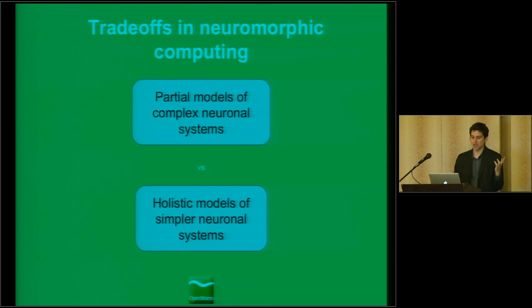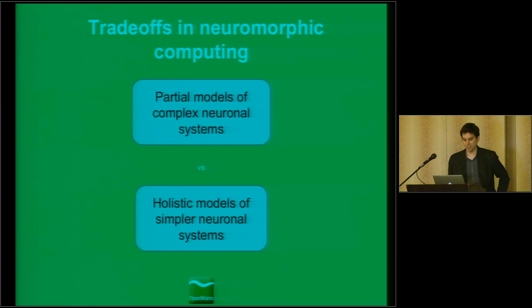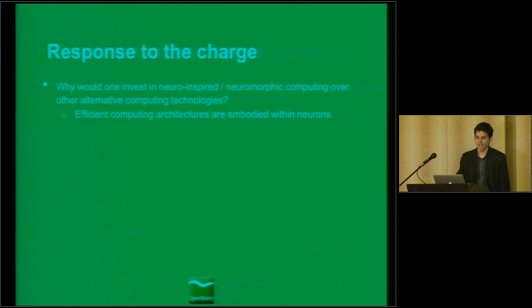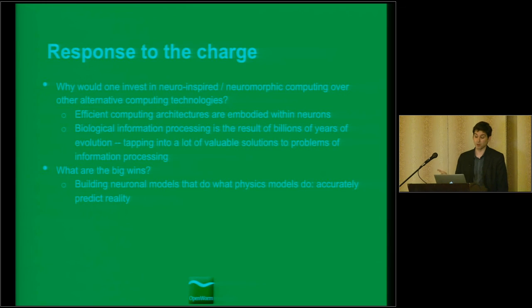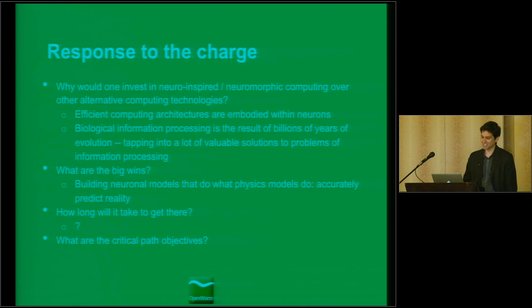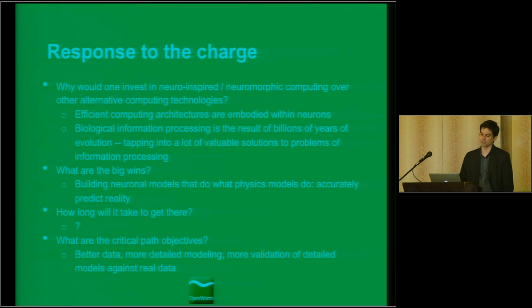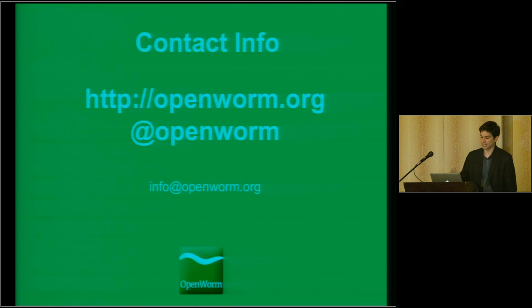So with that, just to respond to the charge directly, why would one invest in neuro-inspired neuromorphic computing over other alternative computing technologies? I think obviously neurons embody efficient computing architectures, and we can learn a lot from the biological information processing of neurons because they've evolved for billions of years. The big wins would be building neuronal models that do what physics models do and accurately predict what real neurons are up to. How long will it take to get there? I don't know. And what are the critical path objectives? I think we still need better data, but we also need more detailed modeling, and we need more validation of detailed models against real data. Okay, that's my summary. This is my contact info, and thank you.